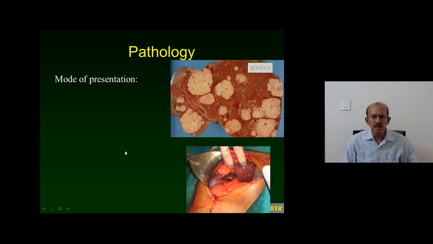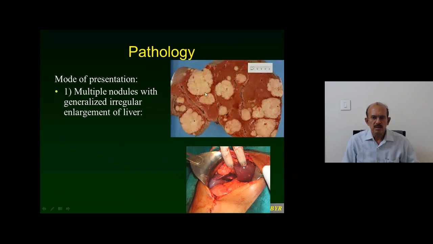Mode of presentation: multiple nodules with generalized irregular enlargement of the liver. Sometimes the nodules may be as big as this in this case, or sometimes they may be just tiny nodules like this. So the whole liver will be studded with multiple nodules.